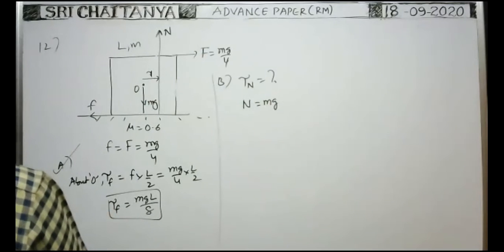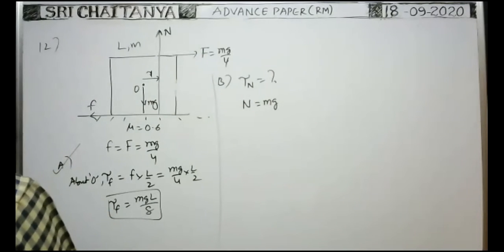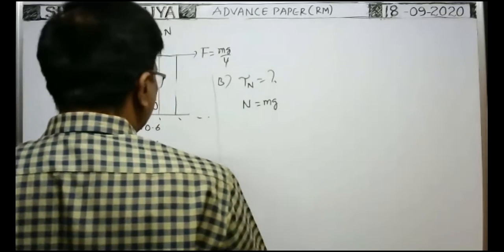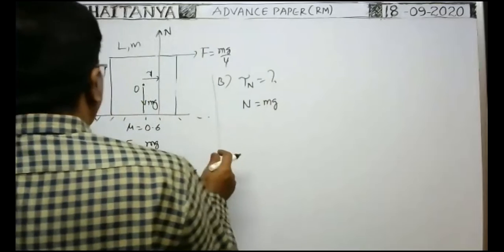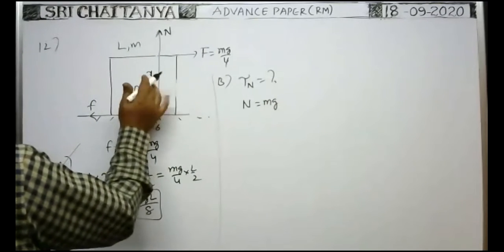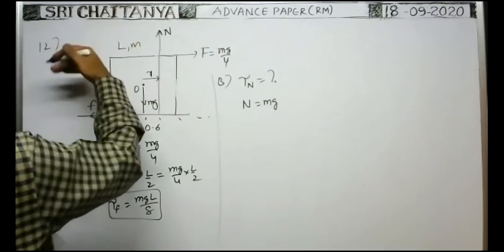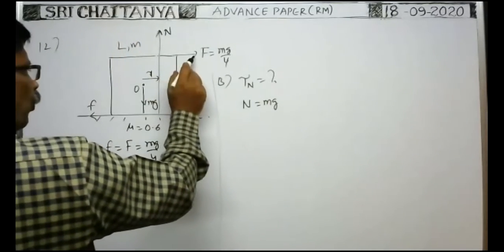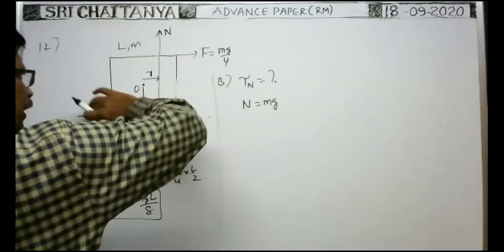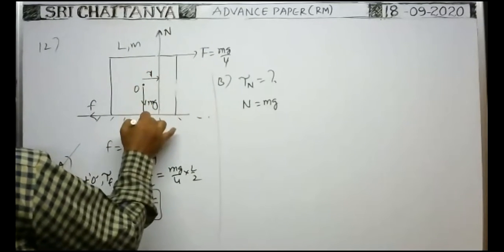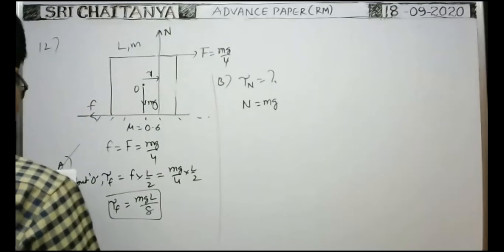Okay, now torque due to normal reaction. Here, as it is under static equilibrium, torque due to normal reaction tries to rotate the block in the anti-clockwise direction. Torque due to the applied force and torque due to friction rotate it in the clockwise direction. Of course, about the center, there is no torque due to weight.